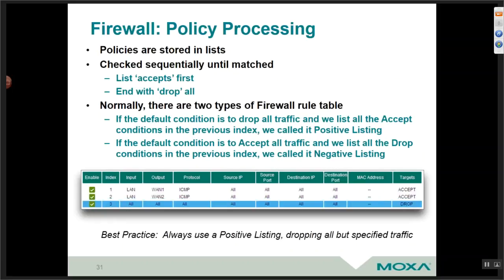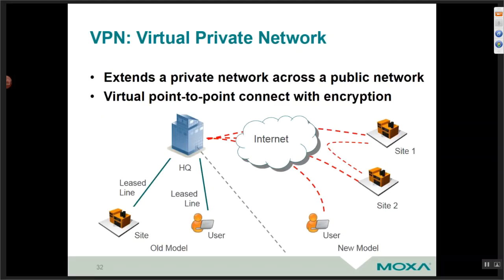Typically, there are two types of firewall rule tables. If the default condition is to drop all the traffic, and we list all the accept conditions in the previous index, then let's call it a positive listing. And if the default condition is to accept all traffic, and we list all the drop conditions, then we call it a negative listing. But it's always best practice to use a positive listing, because this will allow less traffic in than a negative listing. Another good way to secure your network is by using VPNs.